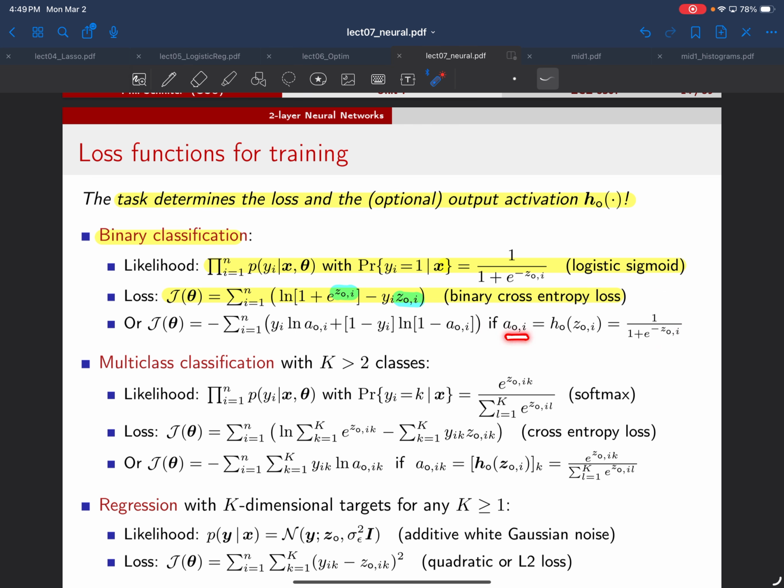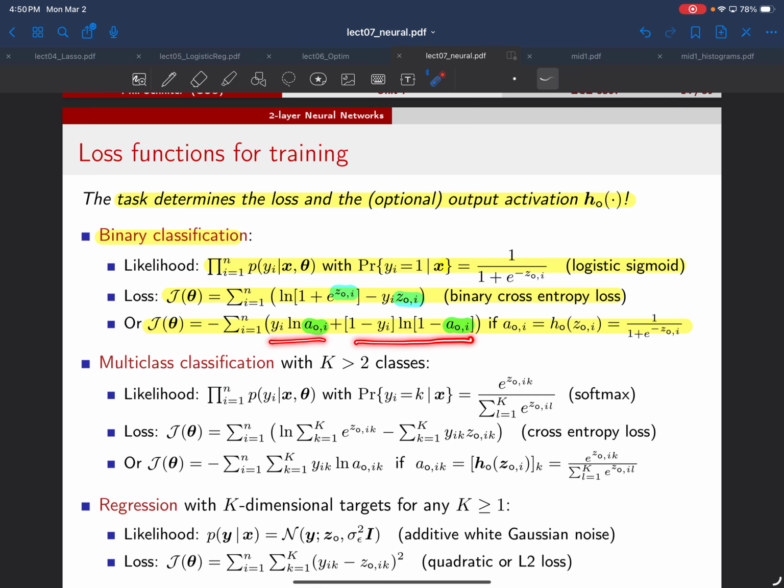Now, there is a different way of expressing the binary cross-entropy loss in terms of those AOs. Here you can see it is a function of the AOs, but not the ZOs. It is exactly the same thing. In other words, if you plug in this expression here and simplify it, it will come out like this. So it's just a different approach to get the same thing. But it's actually this version that looks a lot like cross entropy from information theory.